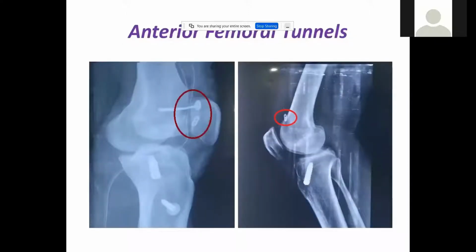It is the anterior femoral tunnel. This is the most common problem we are doing. The tunnel should be posterior and inferior. Anterior femoral tunnel placement is very common and one of the frequent causes of failure of the femoral tunnel.